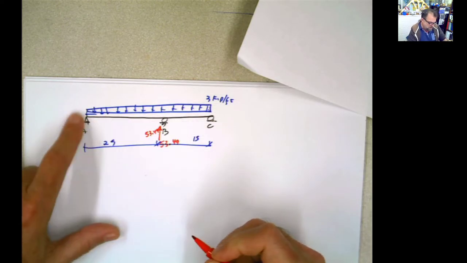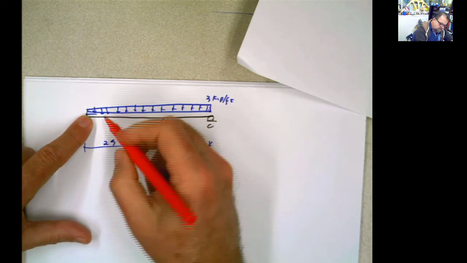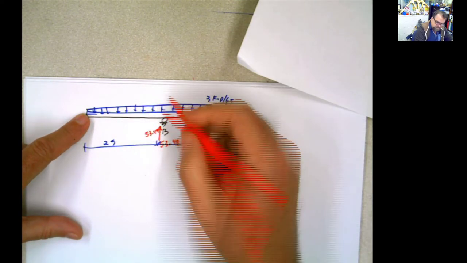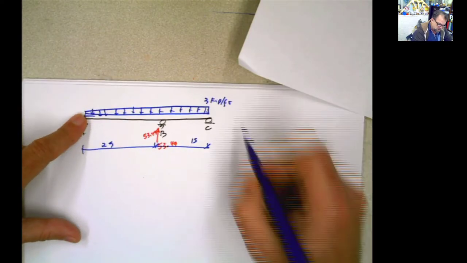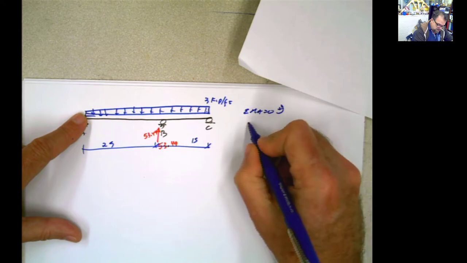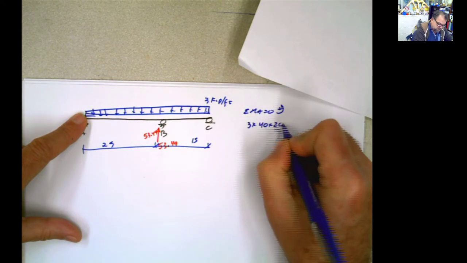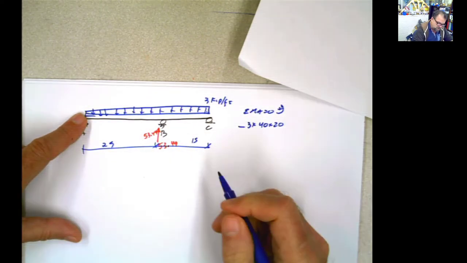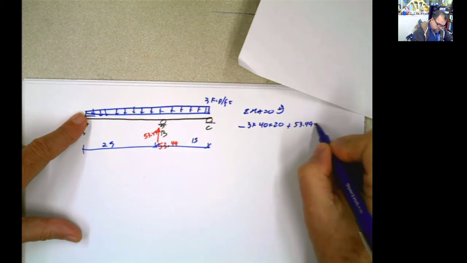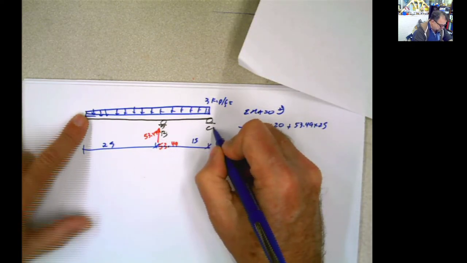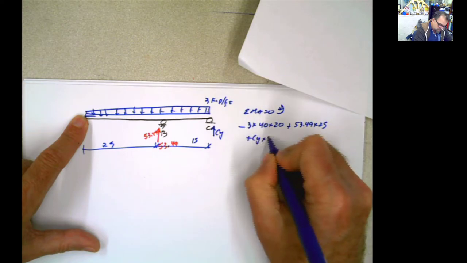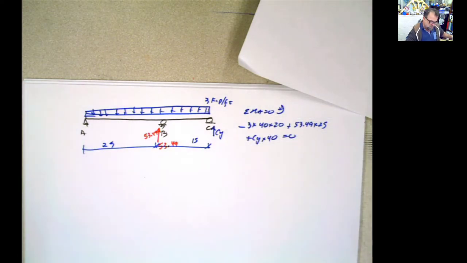Now you do moment here, for example. If you do moment here, you're going to have 3 times 40 times 20. You can do it if you want to. Summation of moments at A equals 0. So you can say 3 times 40 times 20, negative, this force coming down, plus 53.49 times 25, this is this value, and then you have Cy times 40 equals 0. So you can solve for Cy.